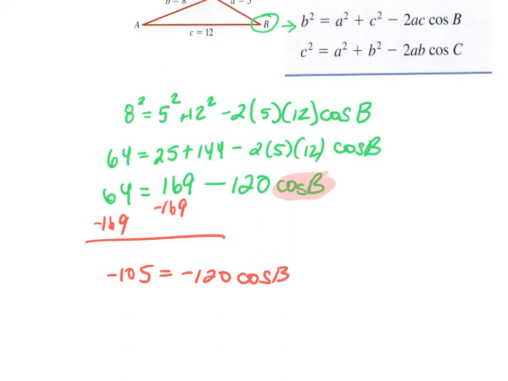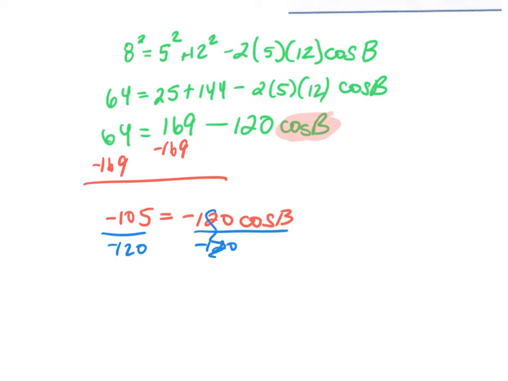So what do you think I should do to both sides if I want to get cosine of B by itself? Divide by negative 120. Perfect. So I have negative 105 divided by negative 120. I get 0.875. So 0.875 equals the cosine of B. Am I trying to find the cosine of B? No, we're trying to find angle B.